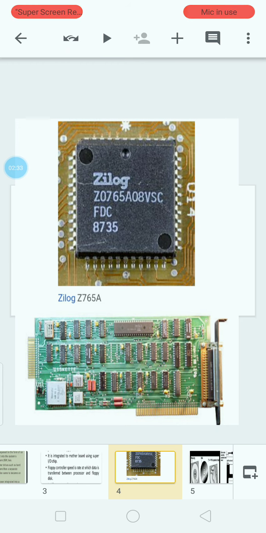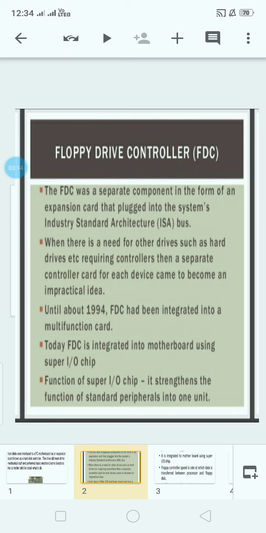Now our next topic is the floppy disk controller. A floppy disk controller is an electronic chip controller used as an interface between a computer and a floppy disk drive. Modern computers have this chip embedded in the motherboard, whereas it was a separate component when originally introduced.